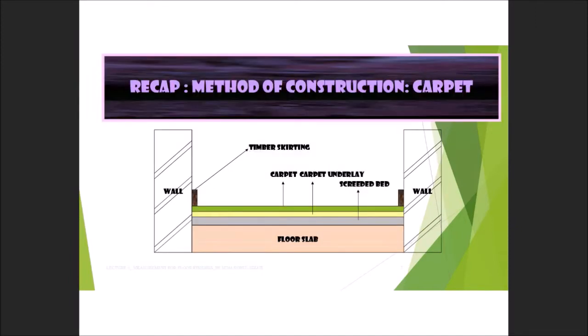And then I also highlight here the method of construction for the carpet. This is also to recap what you have learned in the previous subject. We have carpet that having the carpet underlay separately. So the yellow color here is carpet underlay. You also have the screeded bed. Sometimes this one is also known as floated bed. So if you look at the word floated bed, screeded bed means you are required to put the cement and sand component before you lay the carpet.